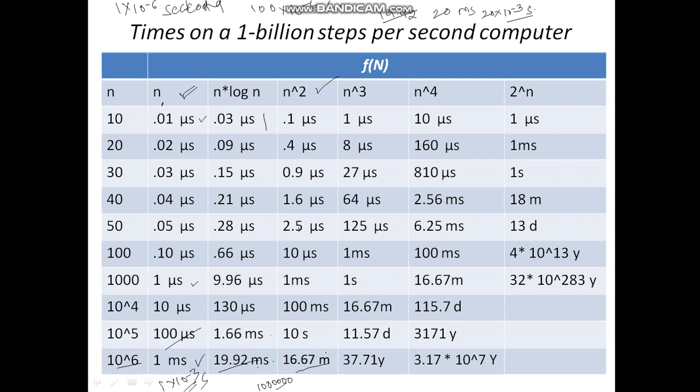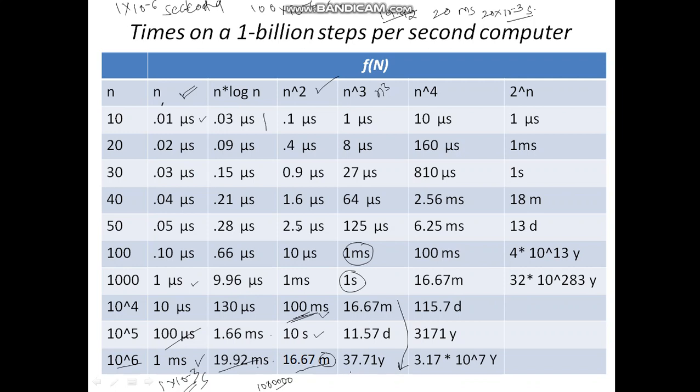So you can observe the time here: 10 seconds for 10 raised to 5, 100 milliseconds, which is very small, so it is 1/10 of a second. Then if you observe executing a program with complexity n cube, what you can find is for a size of 100 it is taking 1 millisecond, and for the size of 1000 it is taking 1 second. And the growth can be observed over here.